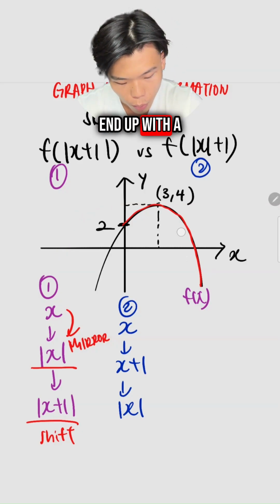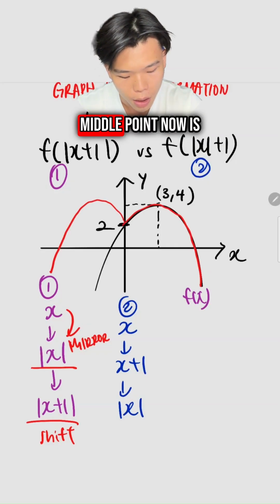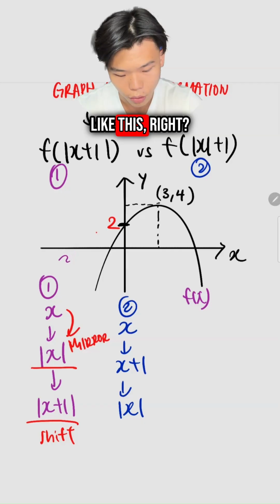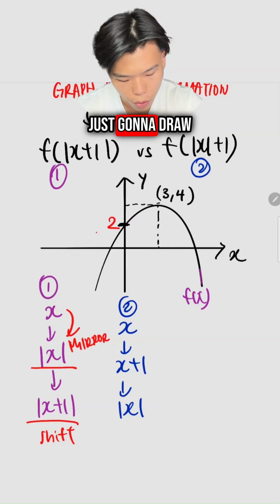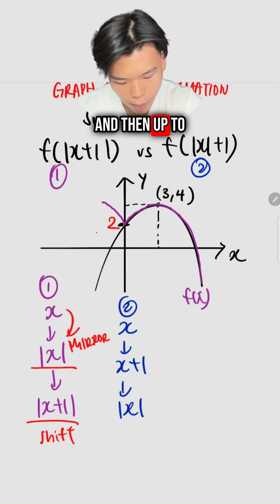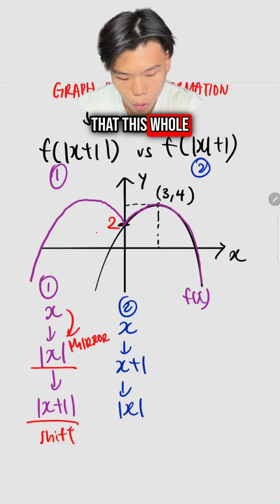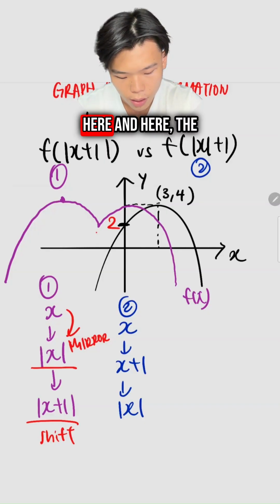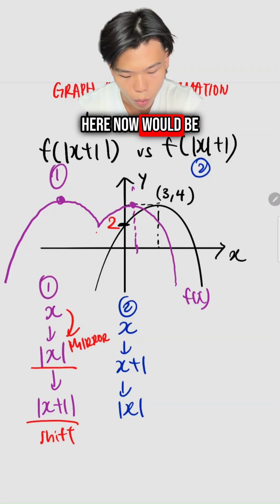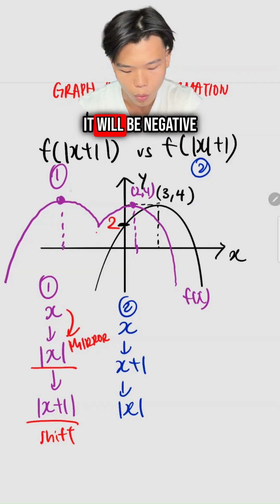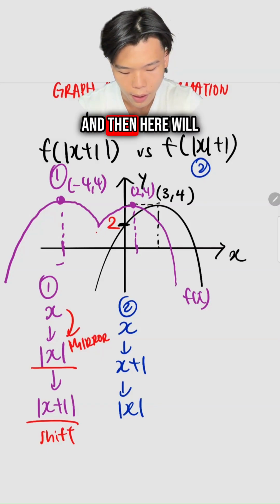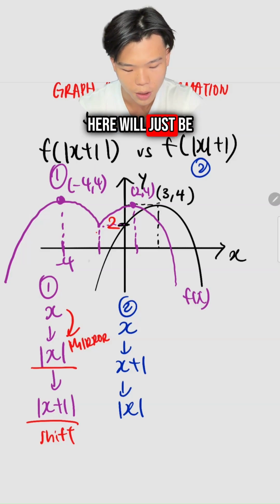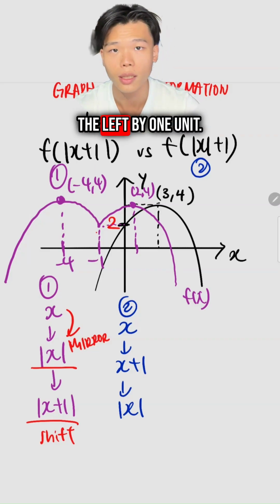So in the end, we end up with a graph that looks something like this, where the middle point now is over here. So we know that the graph for the first one will look like this. It's going to have a mirror image, so I'm just going to draw one line up, down, and then up to here also. And then we know that this whole graph will essentially shift to the left by 1 unit, and eventually the highest points over here would be (2, 4), and over here it will be (-4, 4). The middle point will still correspond to 2, whereby here would just be negative 1, because we shift the whole graph to the left by 1 unit.